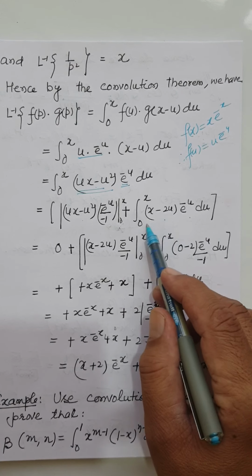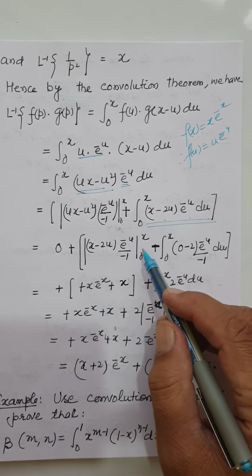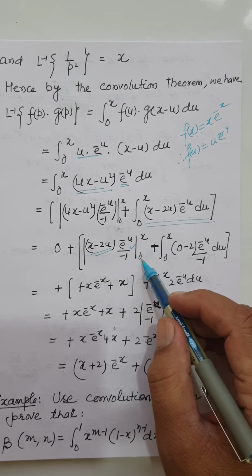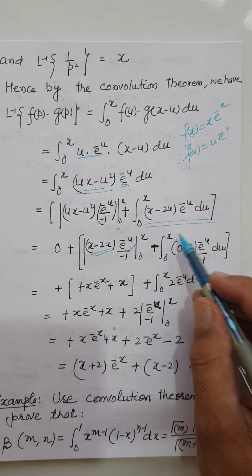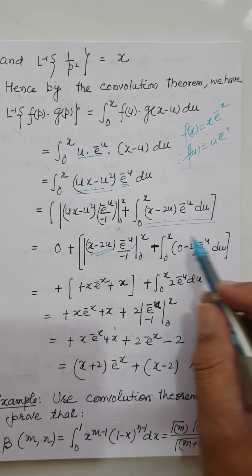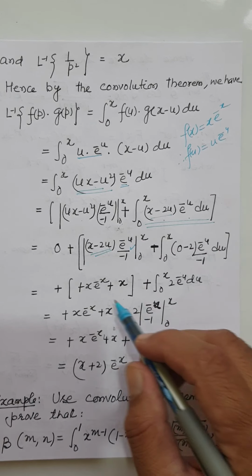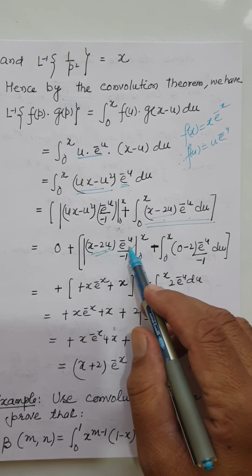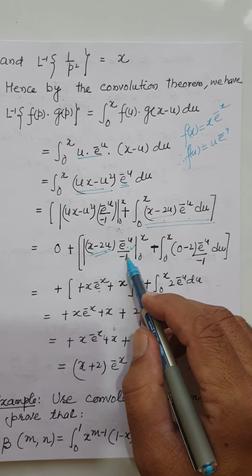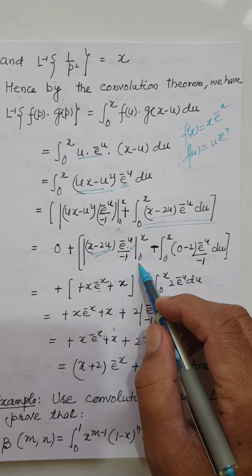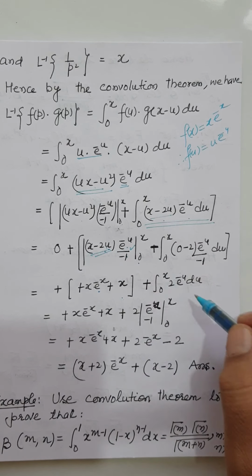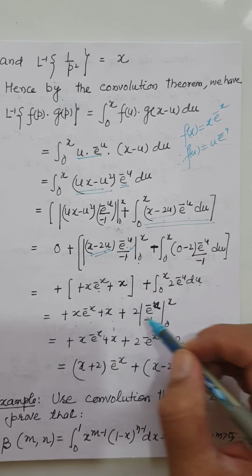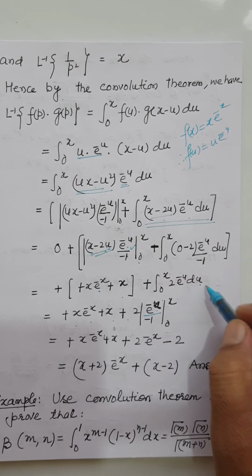Then x minus 2u, again integrating this one by parts: (x minus 2u) e raised to power minus u upon minus 1, first function times integration of second function, limit from 0 to x, minus 2 times the differentiation of this one and the integration of this one. When we put u equal to x, it is x minus 2x e raised to power minus x, and when we put u equal to 0, this will become x, plus the integral from 0 to x of 2 e raised to power minus u du, which gives x e raised to power minus x plus 2 e raised to power minus u upon minus 1, integrating this one.